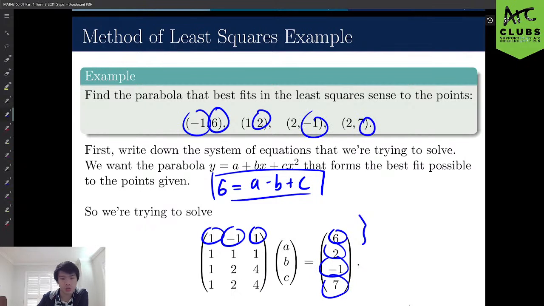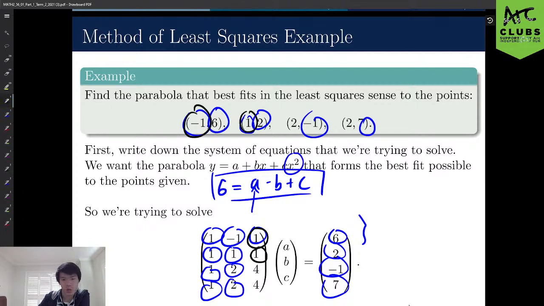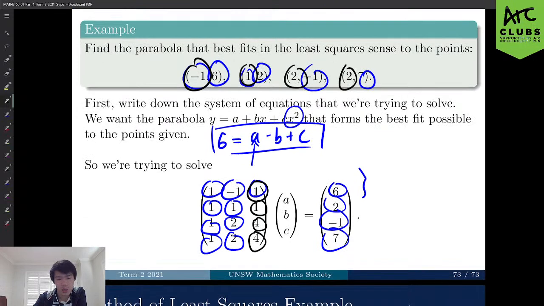Then what we do is we just put in the numbers that we're solving in. So this will always be 1, because a is always multiplied by 1. This will be equal to x, so there will be -1 over here, 1 over here, 2 over here, 2 over here. And this will be equal to x squared. So over here, we have -1 squared, which is 1. Then we have 1 squared, which is 1, and 2 squared, which is 4, and 2 squared, which is 4. So now we've gotten our system. And already we can see that this is an augmented matrix that might not have a solution.